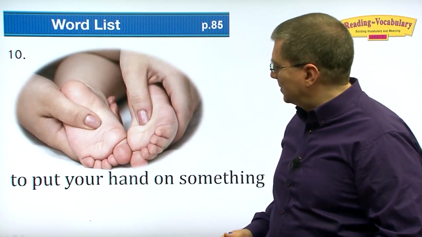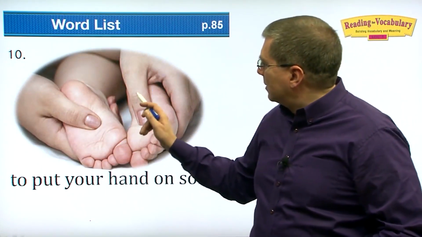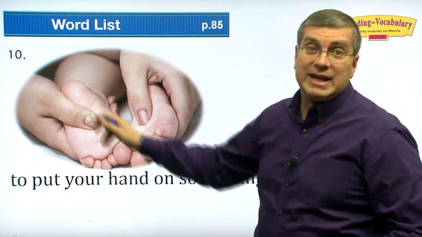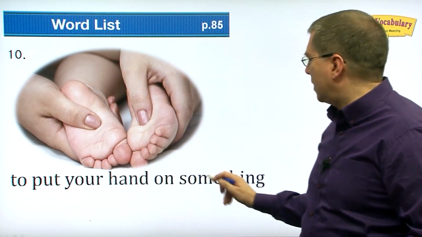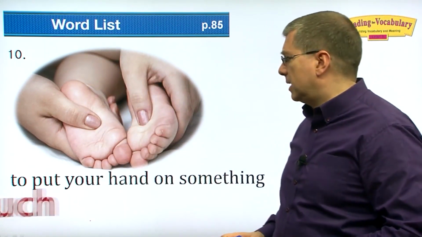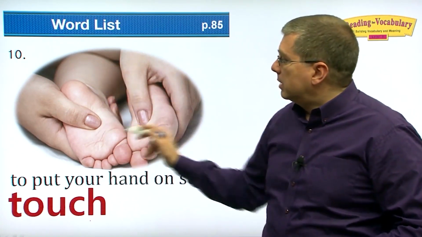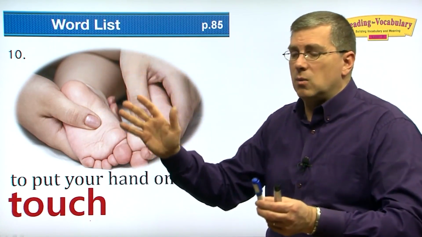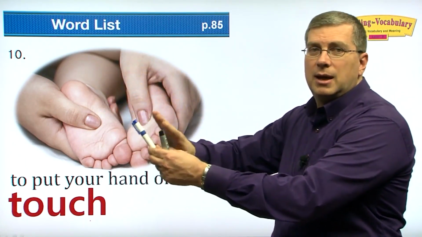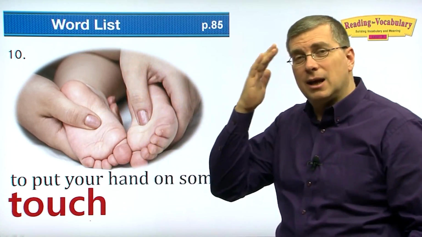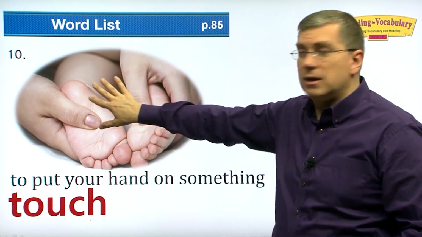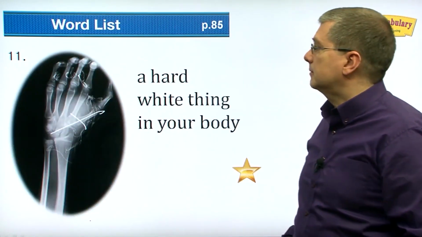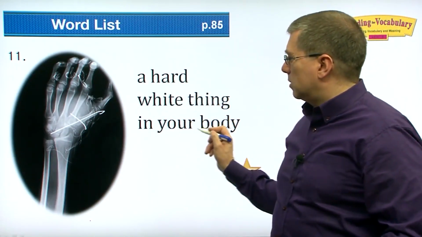10. Oh, that's cute too, right? What's going on there? Looks like the mother is touching her baby's feet, right? And there's lots of skin here, okay? To put your hand on something. To put your hand on something means to touch, right? The mother is touching her baby's feet. If you put your hand on something, doesn't matter what it is. I put my hand on the pen, I'm touching it. I put my hand on my head, I'm touching my head. Okay? Put your hand on the TV, you're touching the TV. To touch something.